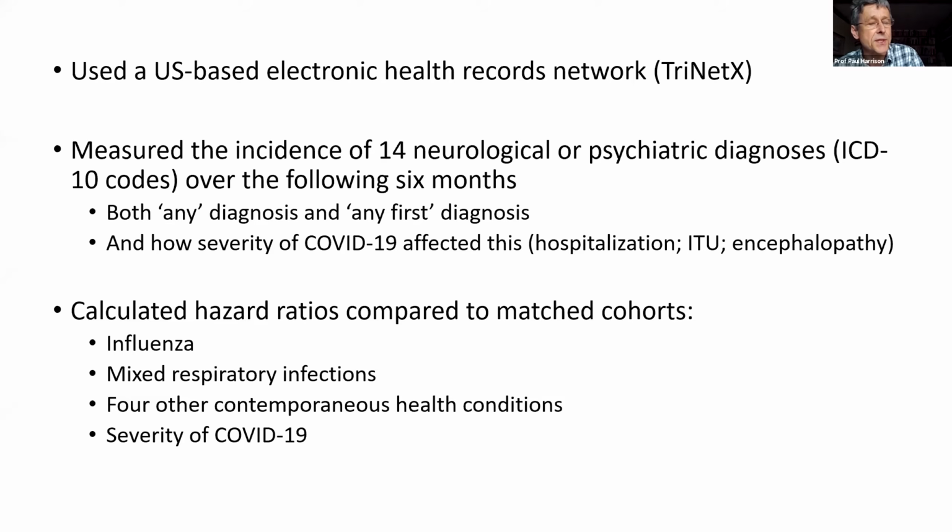And as well as calculating incidences, we calculated the hazard ratios compared to propensity score matched cohorts of patients who had a range of other conditions, as you can see down there, all happening contemporaneously with the COVID pandemic. So we tried to tease apart what the non-specific effects of the pandemic and the lockdown might be from the particular effects of COVID or the comparison conditions.